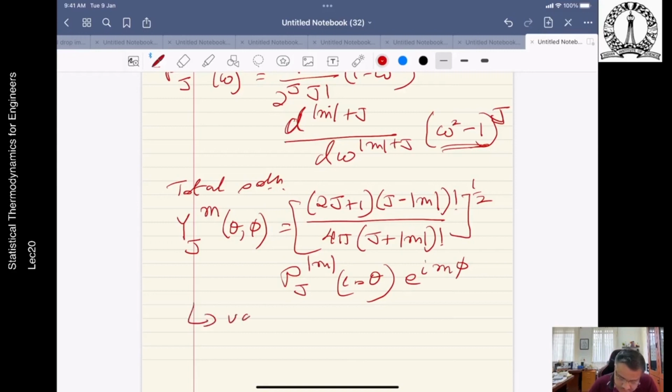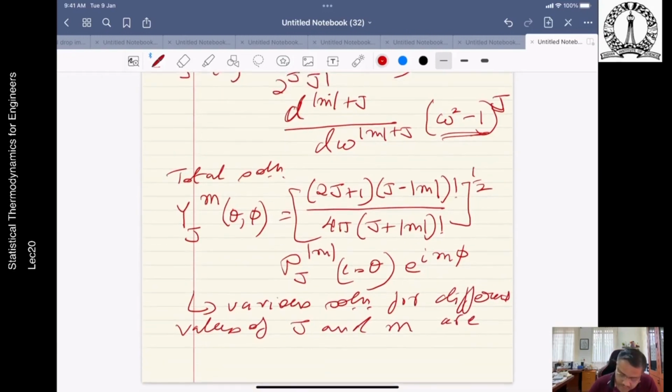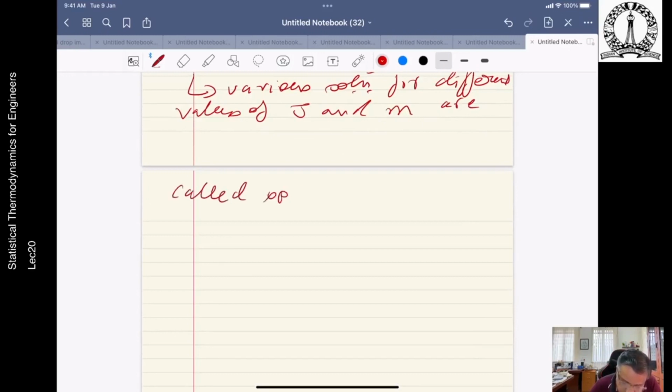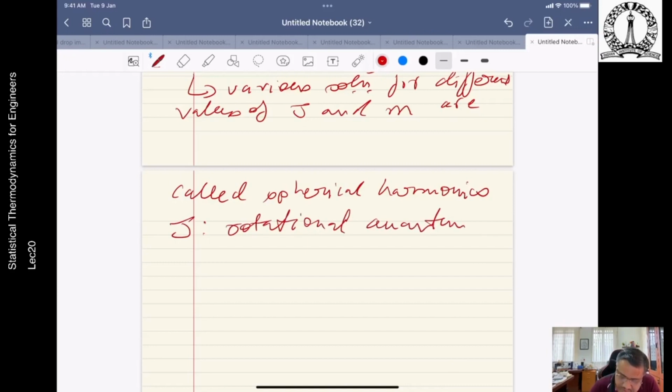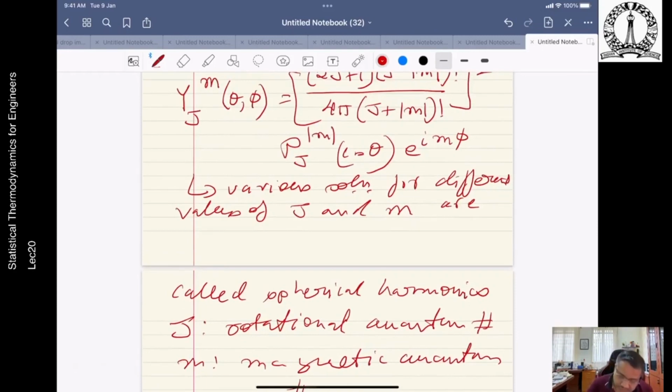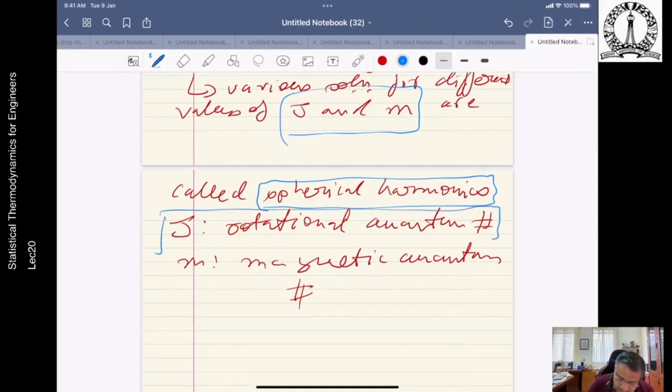Okay, so various solutions for different values of j and m are possible. These are called spherical harmonics. j is therefore the rotational quantum number, and m is called the magnetic quantum number.